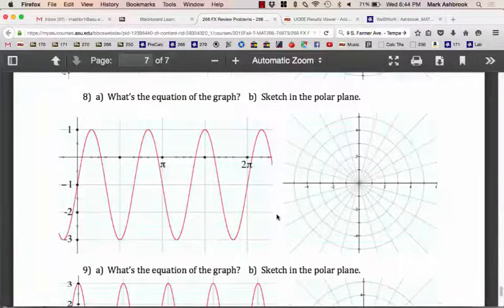Okay, fast. I'm going to go fast. Ooh, this is hard. All right. This is harder.